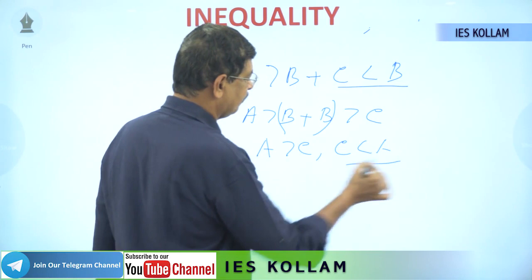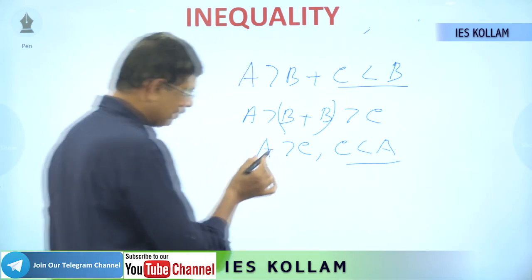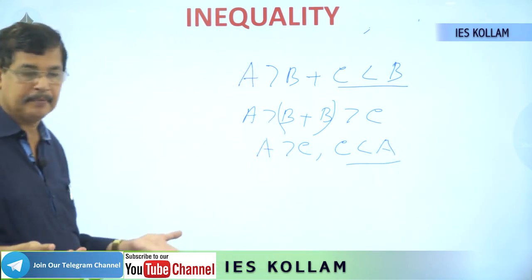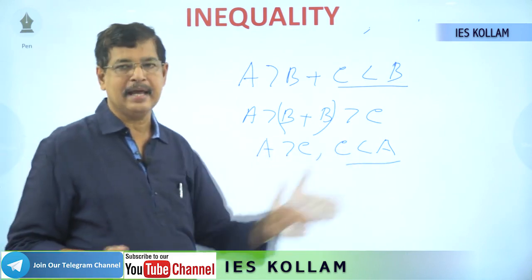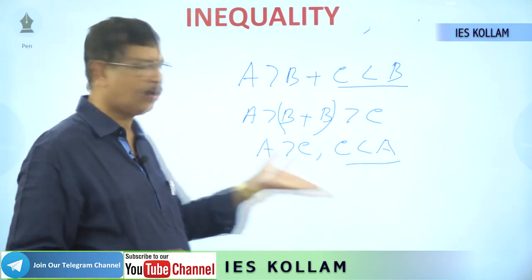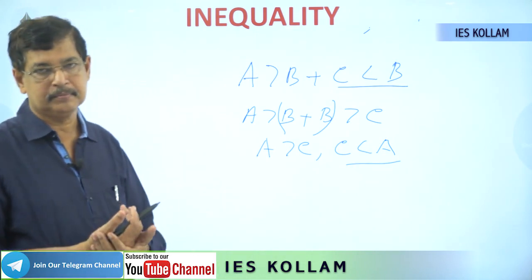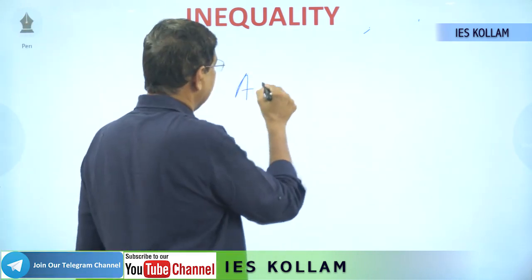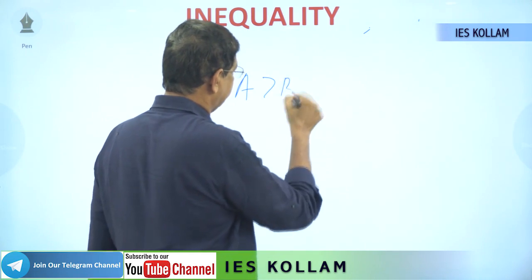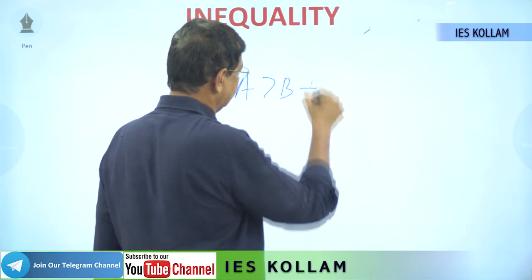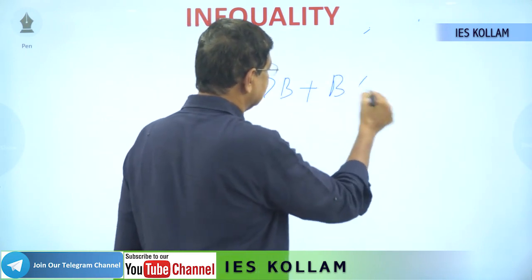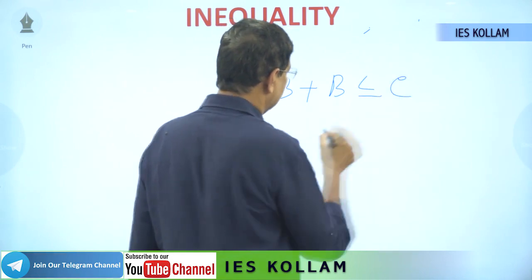or C less than A. Both are same. Either the first one or the second one, both are same. A greater than C or C less than A. If you have the choice of either one of these, first or second, both will be correct, no doubt. Okay. A greater than B plus B less than or equal to C.